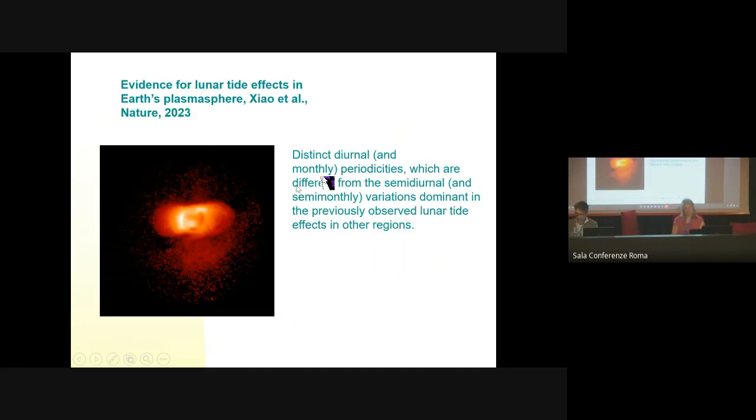And well, to finish, I also want to mention a new discovery published this year in Nature for the plasmasphere. So there are many things still to discover. They discovered lunar tide effects in the Earth's plasmasphere. In fact, the periodicities are distinct, diurnal and monthly, thus different from the semi-diurnal and semi-monthly variations observed for the ocean and for the ionosphere, for instance.